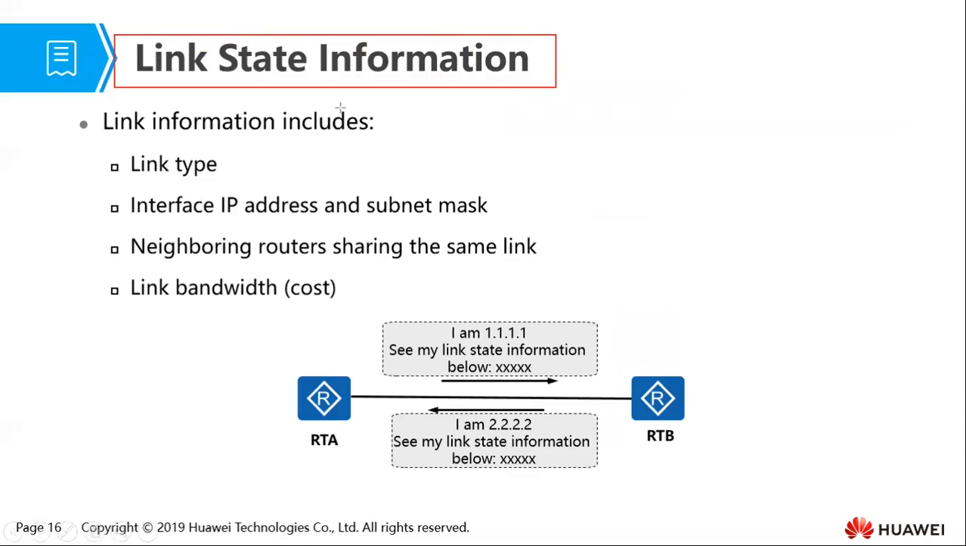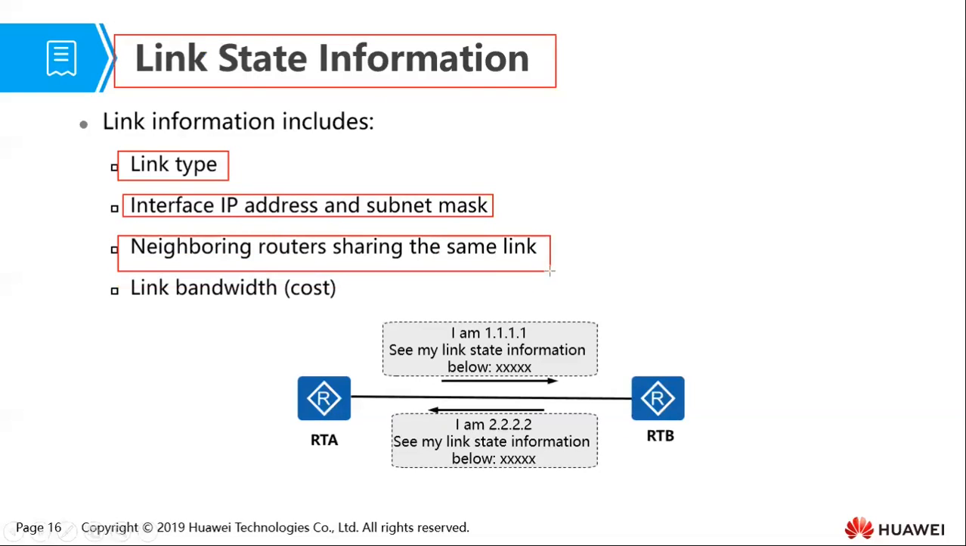So this is a link state protocol. Some of the link state information includes the link type, the IP address, and the subnet mask. I had mentioned this, the neighbors you're connected to on the same link, and also the cost, the link bandwidth cost. You are supposed to understand each of these and what they mean. So let's look at the link type. What is the link type?